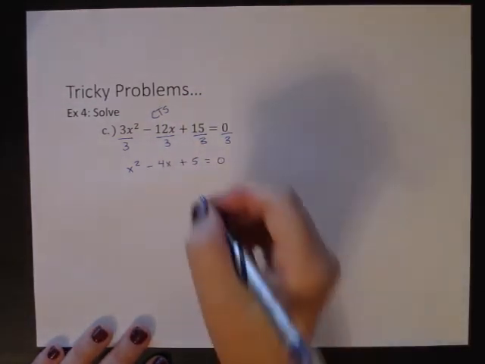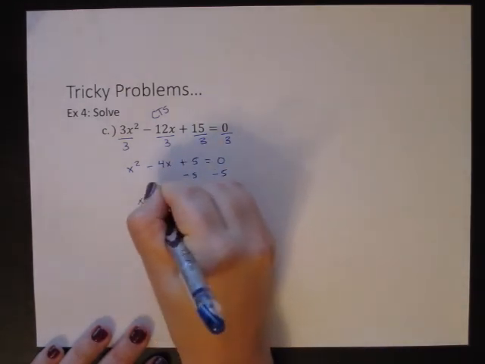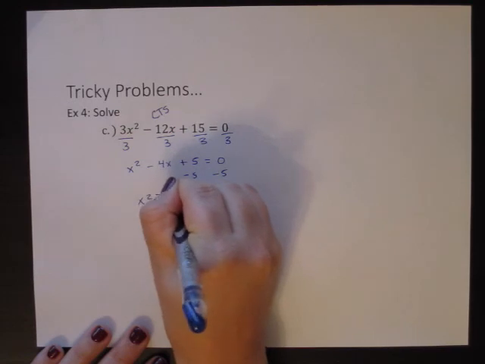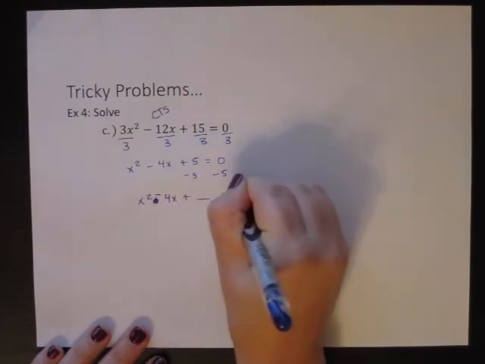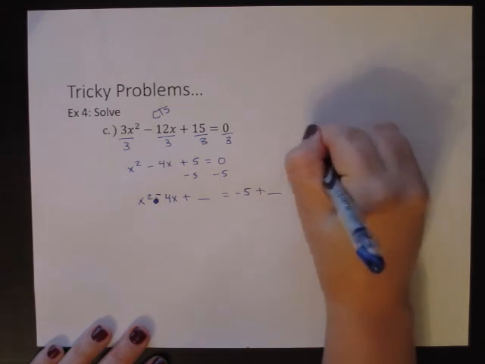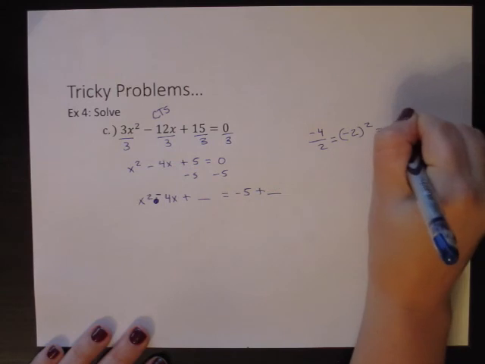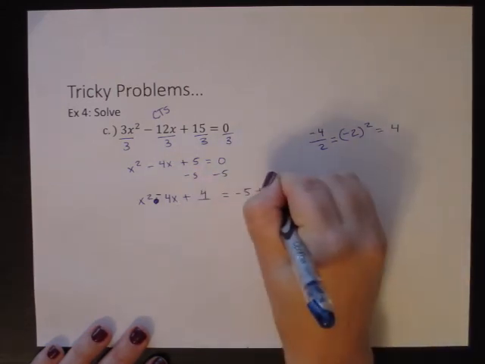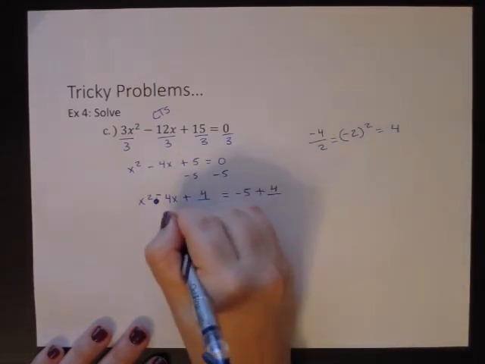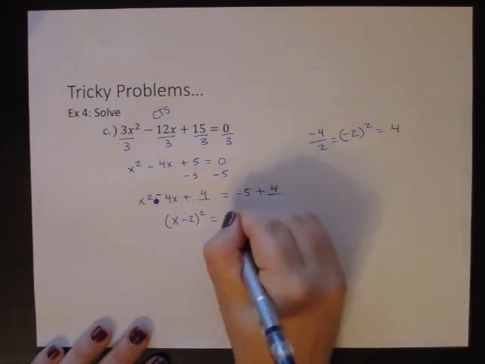Alright, next thing I want to do is I want to subtract the 5 on both sides. So I get x squared minus 4x plus blank equals negative 5 plus blank. Negative 4 divided by 2, which is negative 2. I square that result and I get a positive 4. So when I factor this, I get x minus 2 squared equals negative 1.